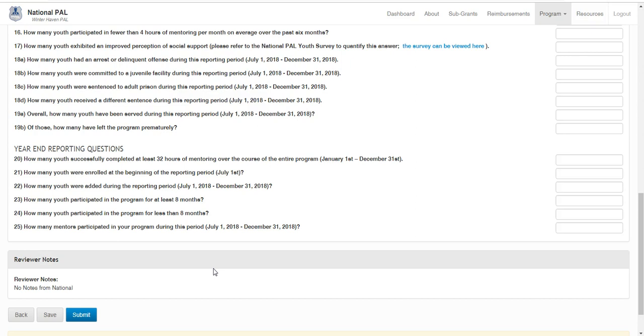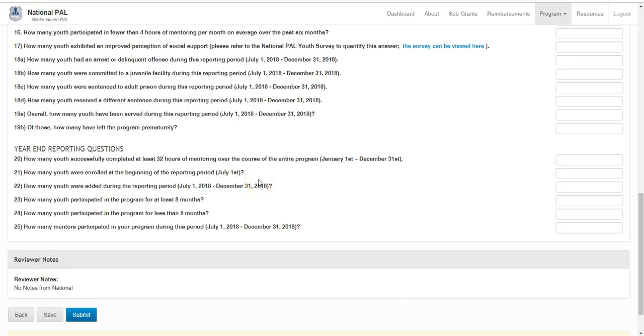If there are any issues with your report, we'll be able to review it, take a look, and you will be contacted. So you'll get an email with a write-up of some of the things that we have some questions on, or maybe some changes, some clarifications, things like that in the email. And they will also appear right down here in the reviewer notes section.